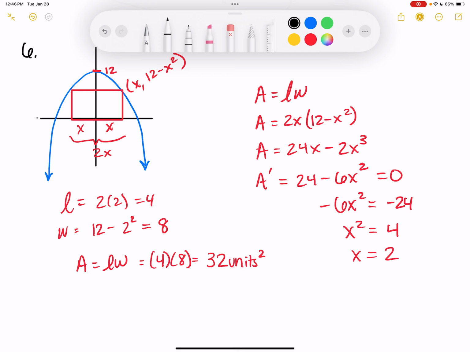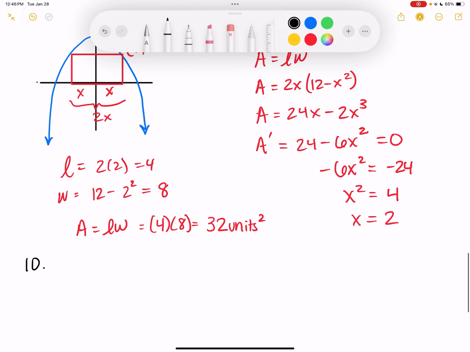A 216 meter squared rectangular pea patch is to be enclosed by a fence and divided into 2 equal parts by another fence parallel to one of the sides. What dimensions for the outer rectangle will require the smallest total length of fence? How much fence will be needed? So basically, I've got a fence.